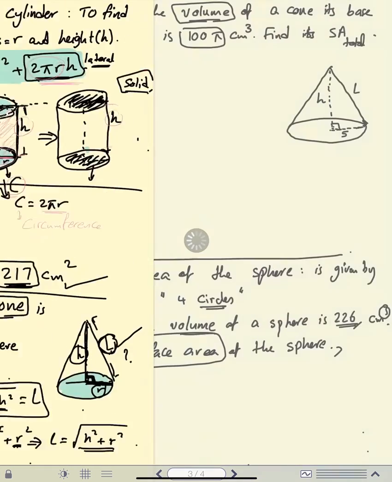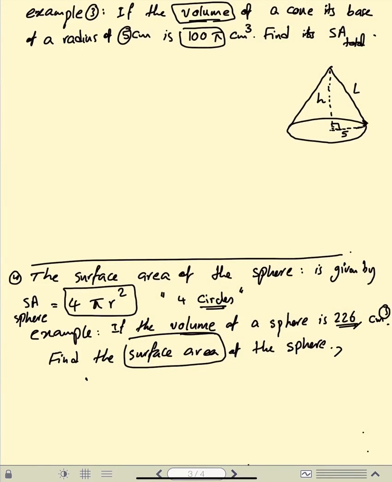Let's do an example in numbers. The volume of a cone, when you say if given, you are given the volume of a cone, its base of radius 5, is 100 pi centimeters cubed. What are we given? Before I continue reading, we are given the volume of the cone, the volume is equal to 100 pi centimeters cubed. Find the total surface area of the cone.